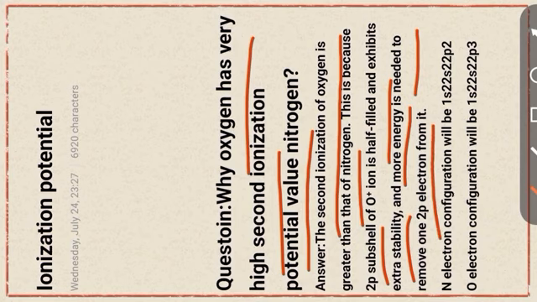So now we show the electronic configuration. For the nitrogen ion, the configuration is 1s2 2s2 2p2, which is not half filled in the p orbital. But for the oxygen ion, the outer shell is 2p3, which is half filled in the p orbital. Okay, next question.